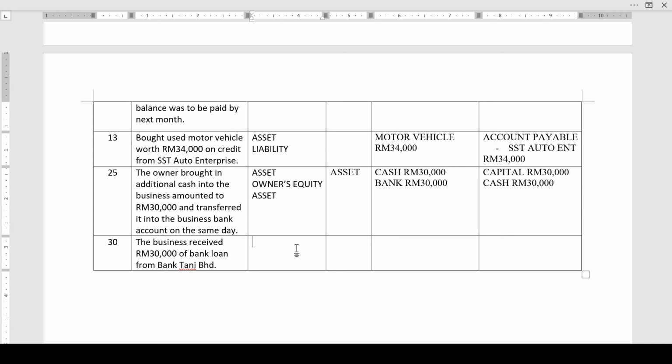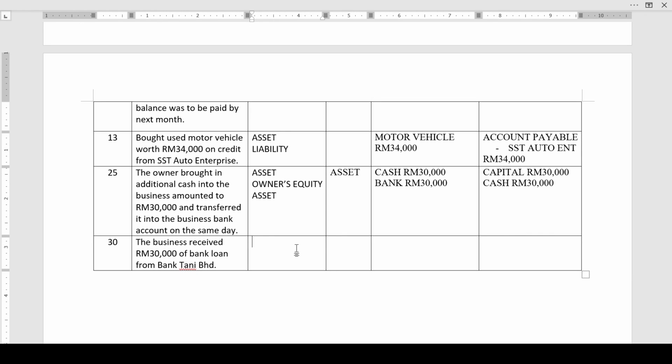Last one, the business received 30,000 of bank loan from Bank Tani Berhad. So the business received money. Money is cash, and cash is an asset. So asset increases. Bank loan, cash at bank. Bank is an asset, so asset increases.